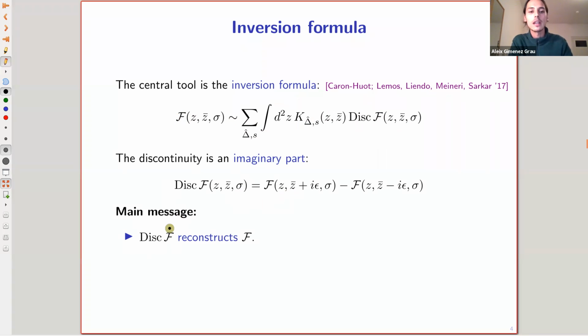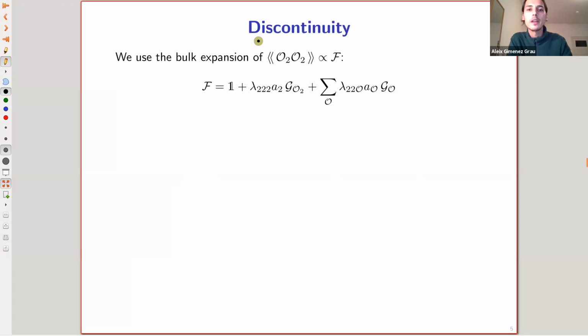So even though you don't know what the full correlator is, it turns out that the discontinuity is much simpler than the full correlator. So if you manage to compute the discontinuity, you can actually reconstruct the full result. And that's why we can do Bootstrap in this setup. So what we want to do is compute the discontinuity.